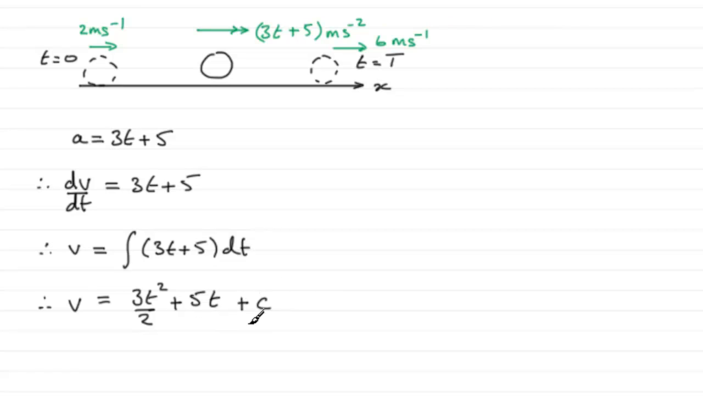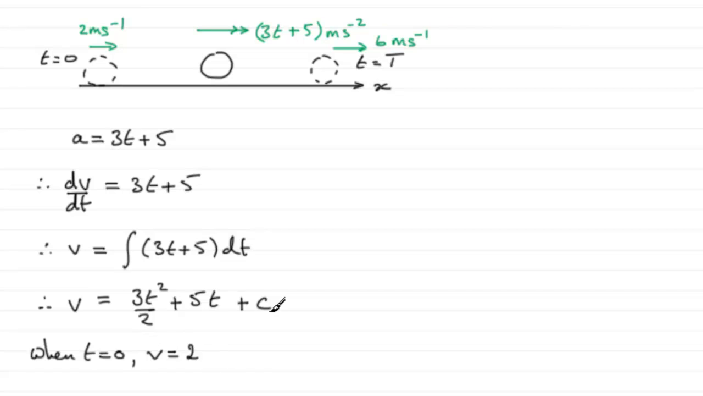Now we need to work out what this constant c is. And to do that, we can look at this condition here, often referred to as a boundary condition. We know that when t is equal to 0, the velocity v is equal to 2. And also note that it is in the positive sense. The positive sense is taken towards the right. Obviously, if this had been in the other direction, I'd have had to say that v equals minus 2. But for this question, v equals 2.